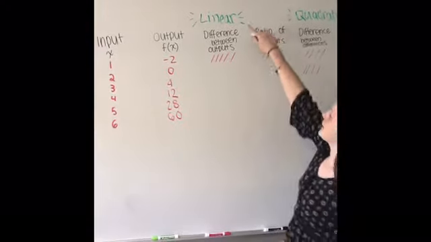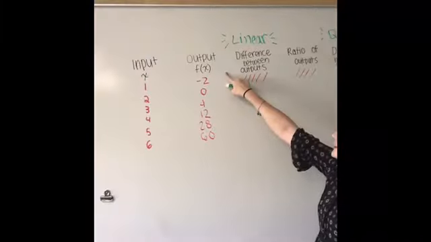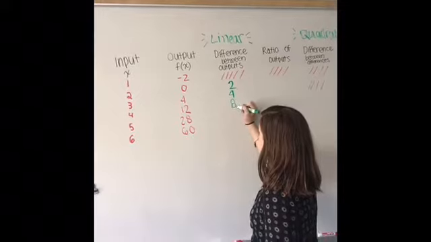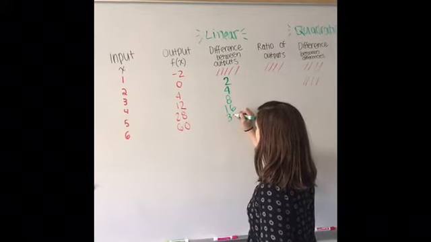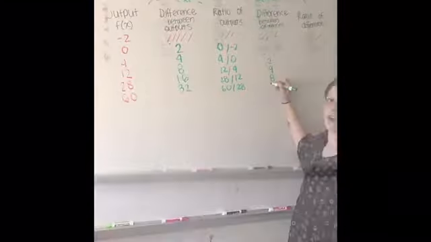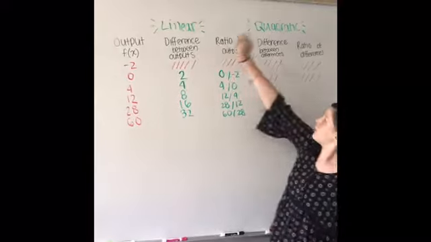Now that we have figured out how to do a linear and quadratic, let's move on to a new set of outputs. We will continue by doing the same steps as before, subtracting the outputs in order to find the difference between outputs. Since none of these numbers matched up, that means the function is not linear or quadratic.